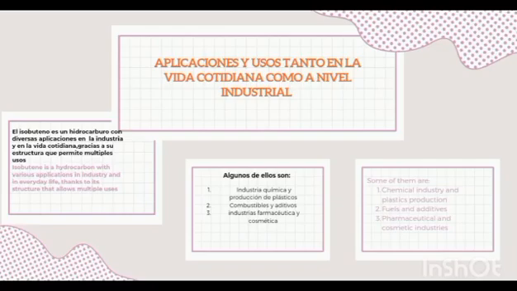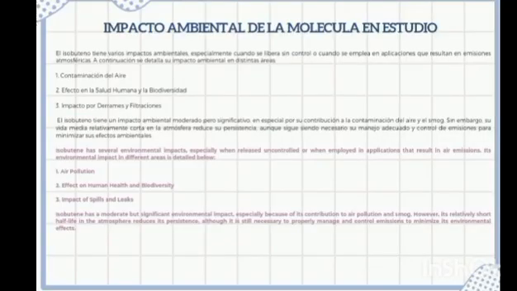Pharmaceutical and chemical industries. Isobutene has a moderate but significant environmental impact, especially because of its contribution to smog formation. However, its relatively short life in the atmosphere reduces its persistence. However, it is still necessary to properly manage and control emissions to minimize its environmental effects.